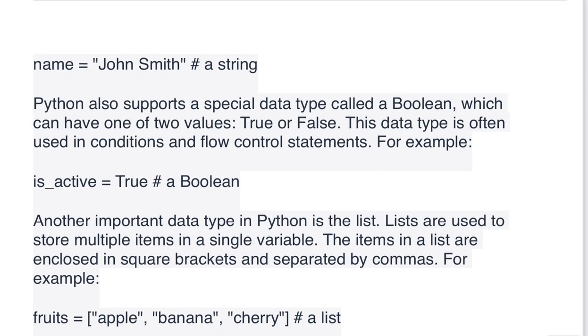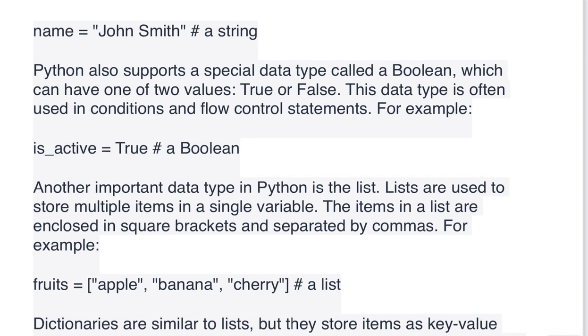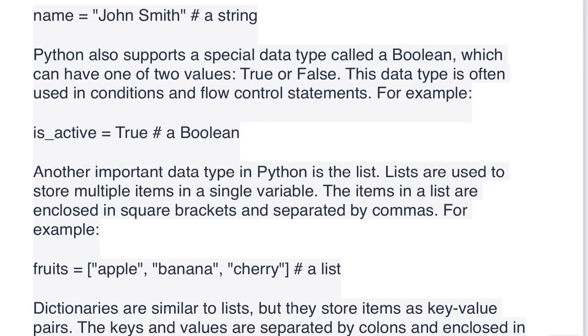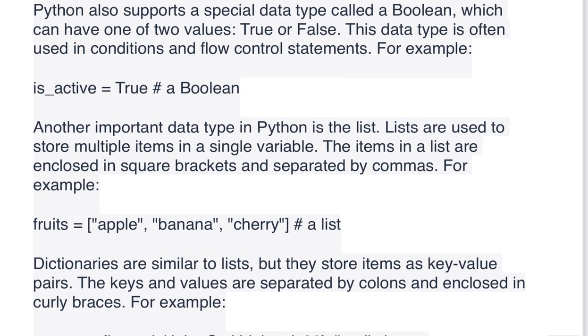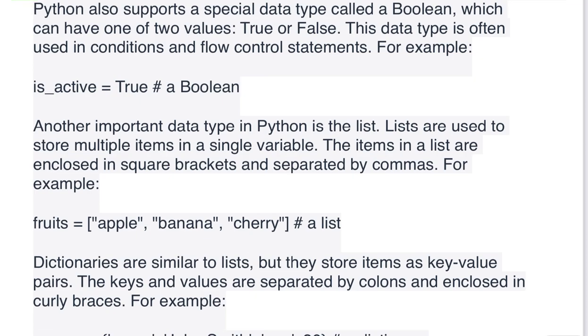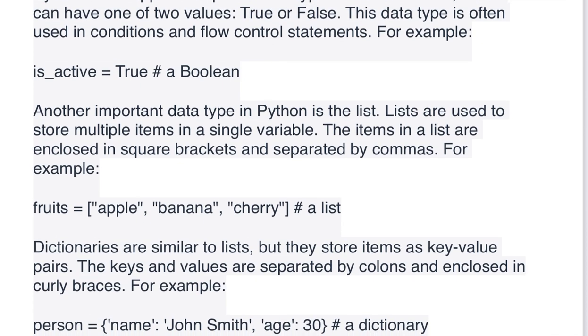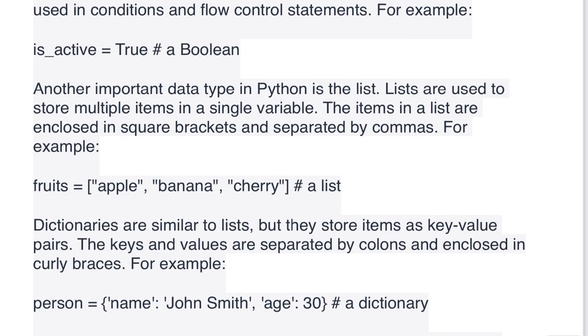A string. Python also supports a special data type called a Boolean, which can have one of two values, true or false. This data type is often used in conditions and flow control statements. For example, is_active = True is a Boolean.